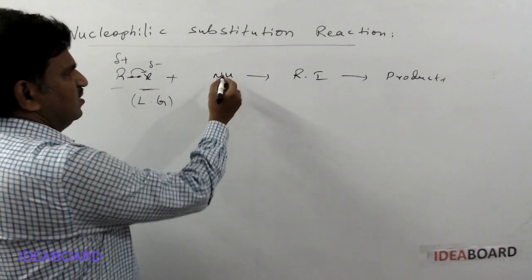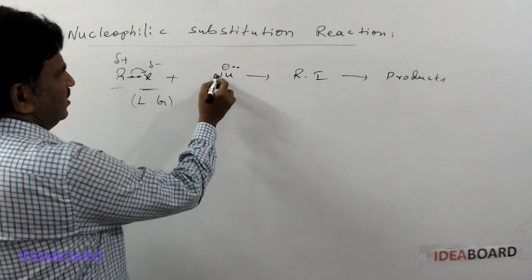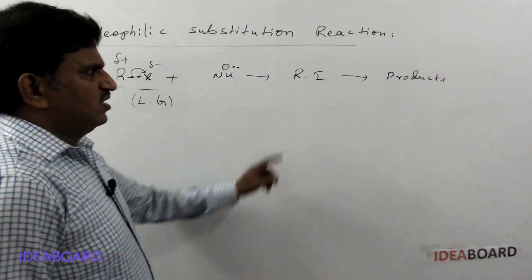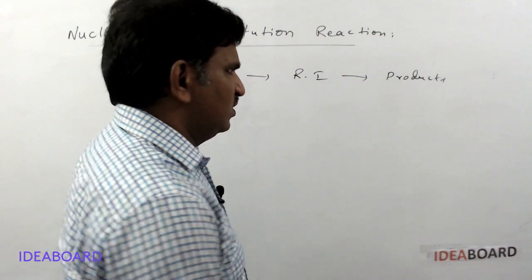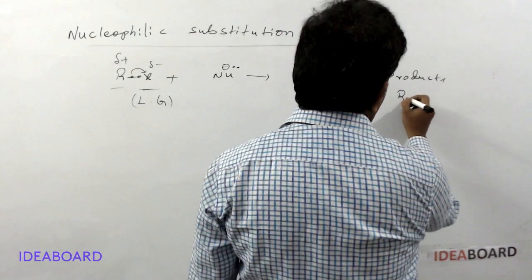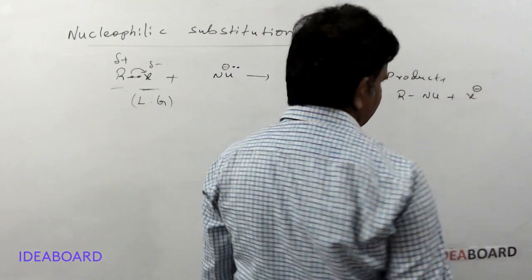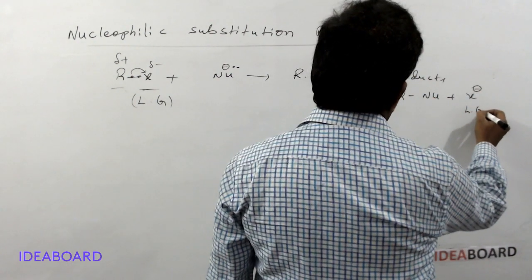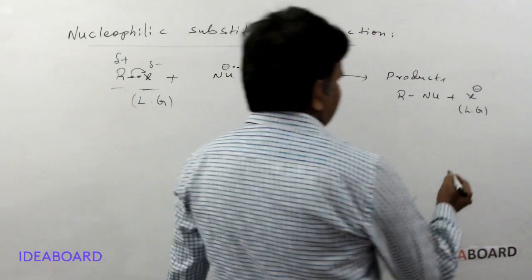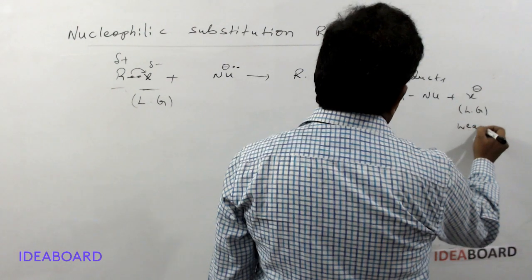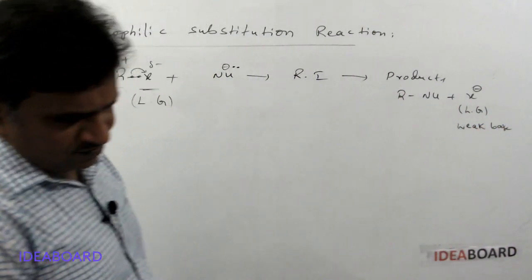The nucleophile has a negative charge or a lone pair, and it attacks this alkyl group, first forms a reaction intermediate, and finally converts into a product. The product mainly formed is R-nucleophile, plus X minus. This X minus is called the leaving group. Generally, weak bases are better leaving groups. Please remember, a weak base is a better leaving group.